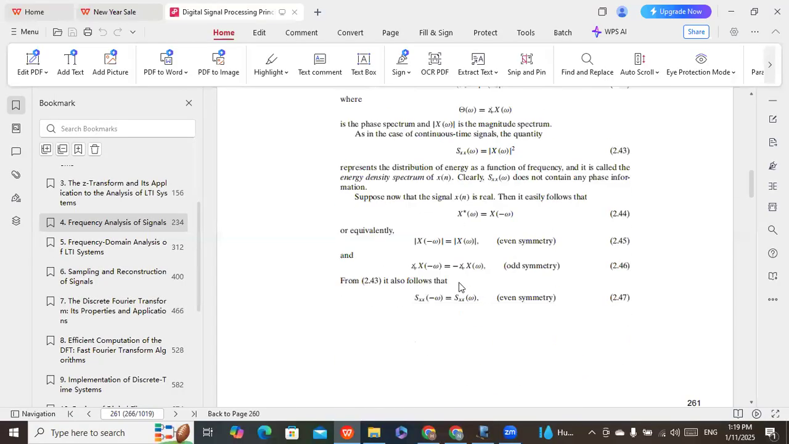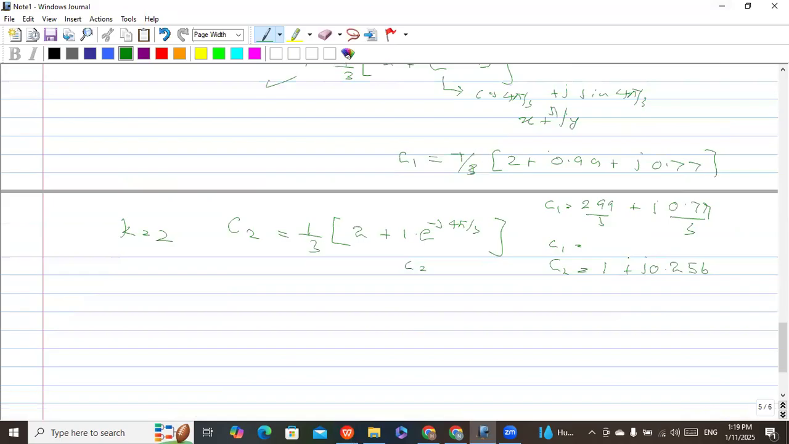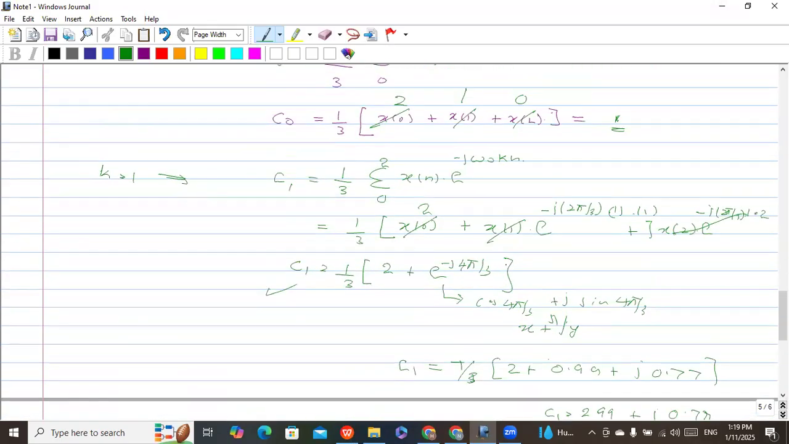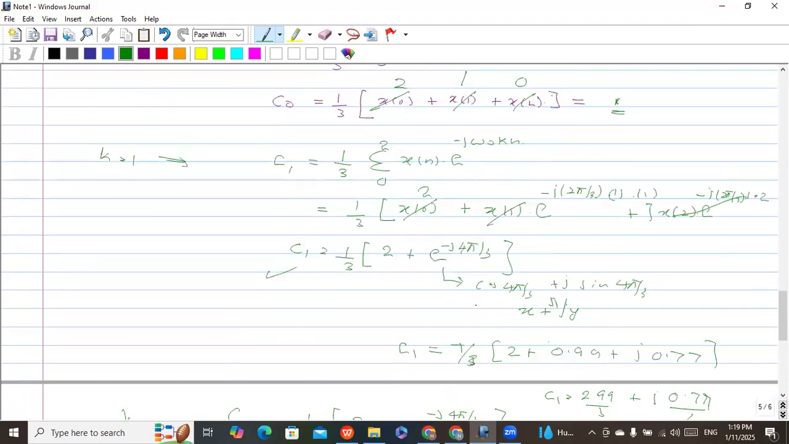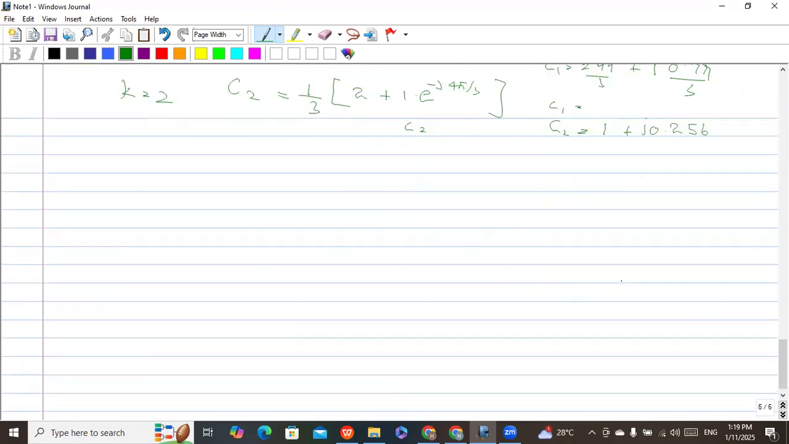Another important aspect is there. Now you can see that these Fourier coefficients are complex values. So the Fourier coefficients Ck can be a complex value. So it looks like xk plus jyk.